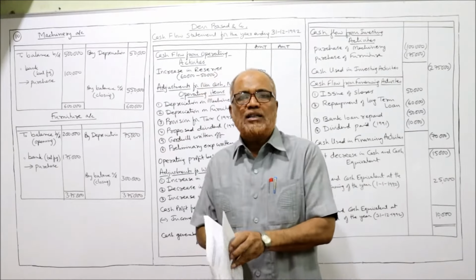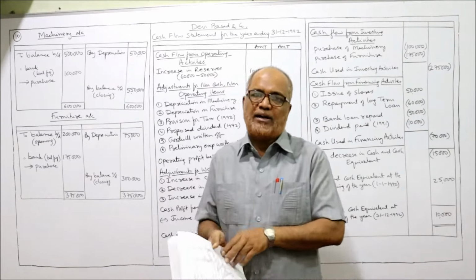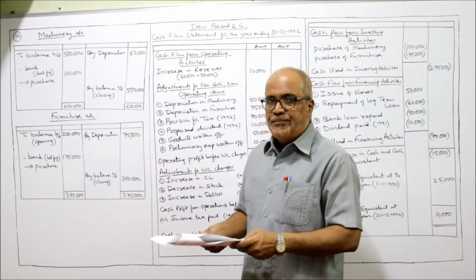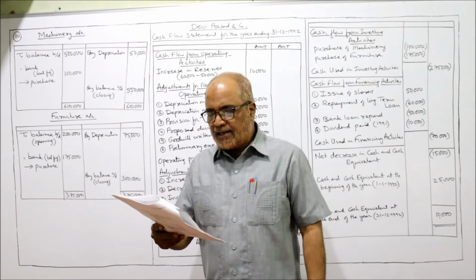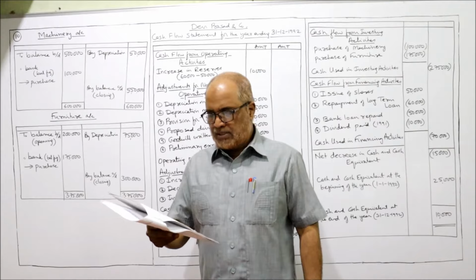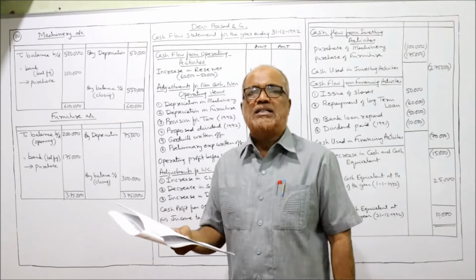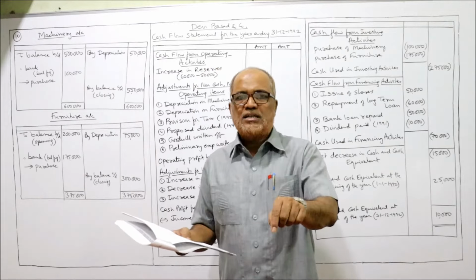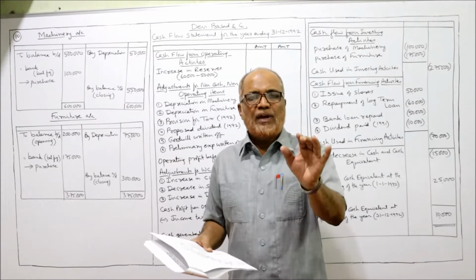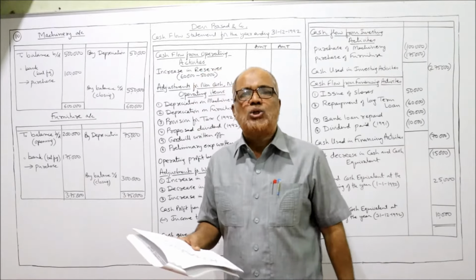Before starting the problem, I expect my viewers to have a printout of the problems from the link under my description. So the 10th problem: the following balance sheets relate to Devi Prasad and company. You are required to prepare a cash flow statement. The balance sheets are for 31st December 1991 and 31st December 1992. So the current year is 1992, and we have to make a cash flow statement for the year ended 31st December 1992.